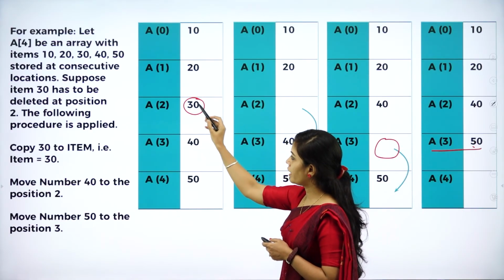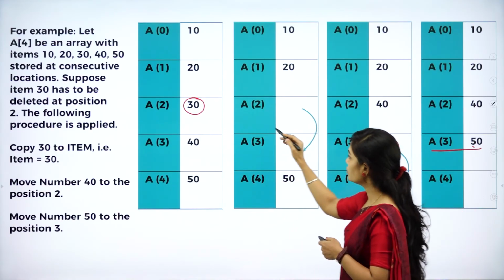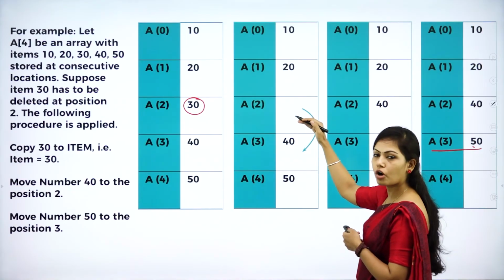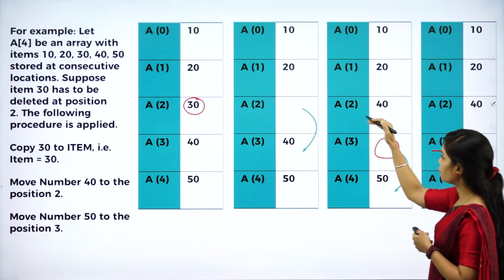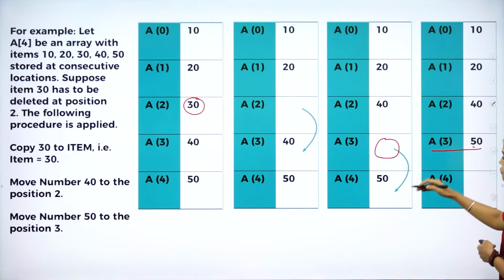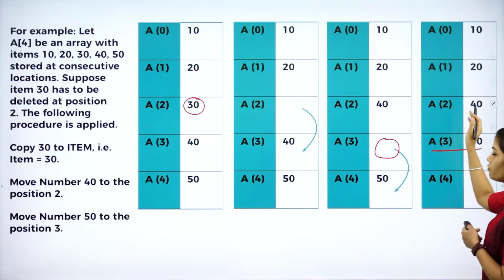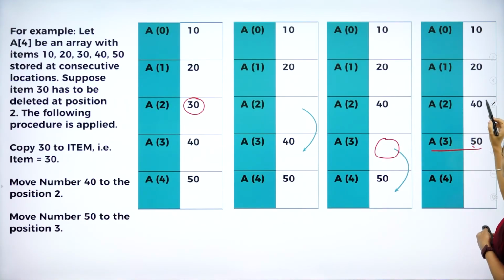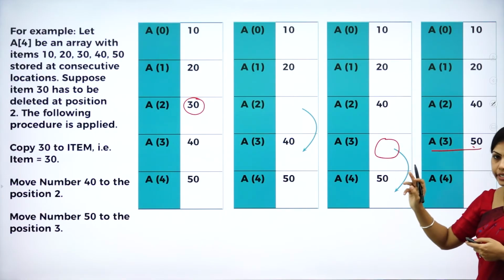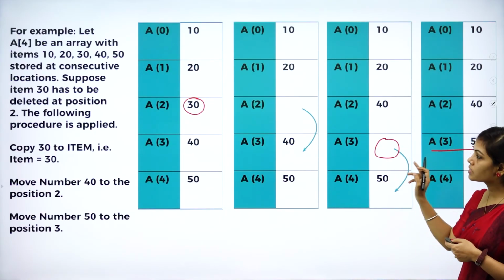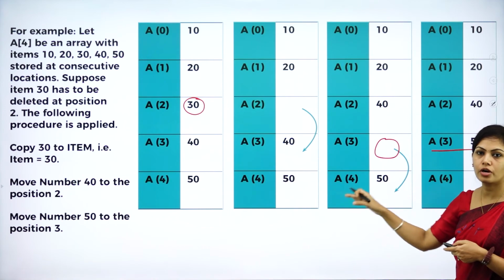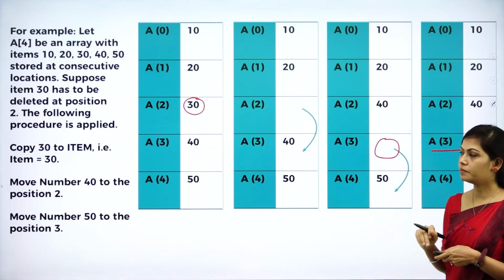So at A of 2, I have deleted the item called 30. Here I have shifted the item 40 to the position A of 2. After that, I have shifted 50 to the position A of 3. Now the final answer will become A of 0, A of 1, A of 2 and A of 3. So I have deleted one item called 30. 30 is my item. Item is equal to 30. POS is equal to A of 2. This is called the deletion operation.